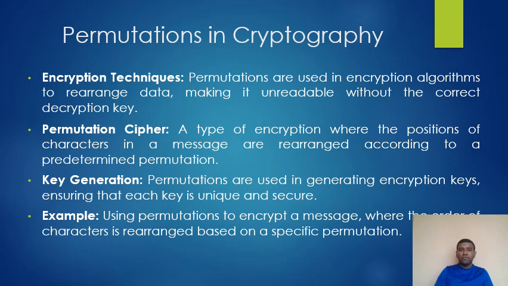Encryption techniques. Permutations are used in encryption algorithms to rearrange data, making it unreadable without the correct decryption key. Encryption, opposite is decryption. Permutation cipher, a type of encryption. Permutation cipher is a type of encryption where the positions of characters in a message are rearranged according to a predetermined permutation. Fine. The next one is about key generation. Permutations are used in generating encryption keys for such works, and this ensures that each key is unique and secure.